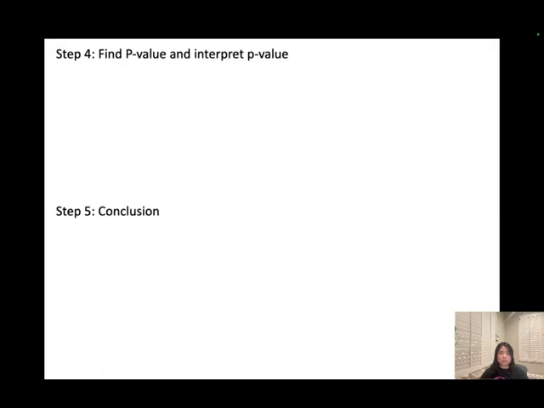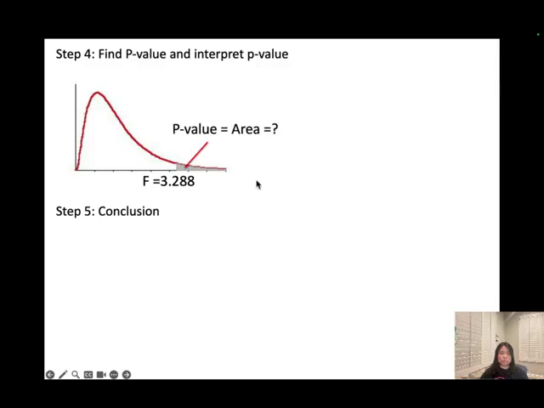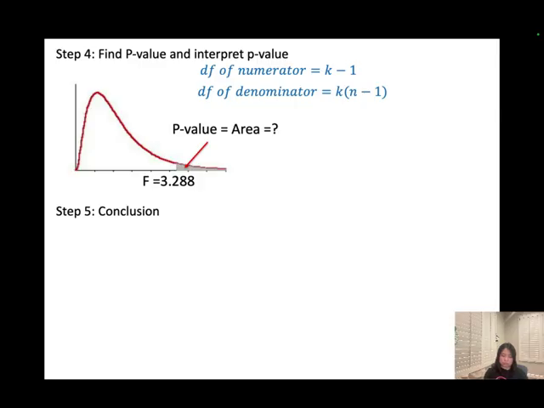Find the p-value and interpret the p-value. We have a distribution skewed to the right, so it's an F distribution, and the test statistic will be here. The p-value will be equal to the area of the right tail. Figure out the degree of freedom of the numerator and the degree of freedom of the denominator. Try to do it by yourself and use the FCDF to find the p-value.